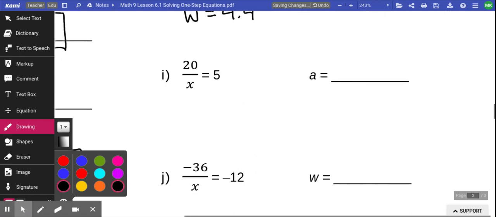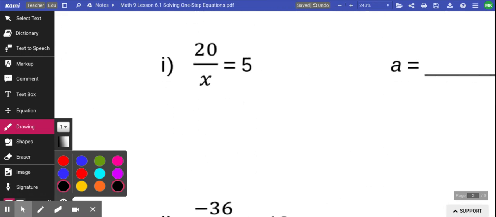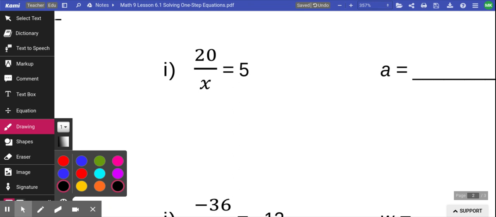Awesome. I is a tricky one. The reason why I is a tricky one is because your letter or your variable is in the denominator. That means it's on the bottom of the equation. The mistake people make is they try to divide both sides by 20. And this is a mistake, so don't write this down.